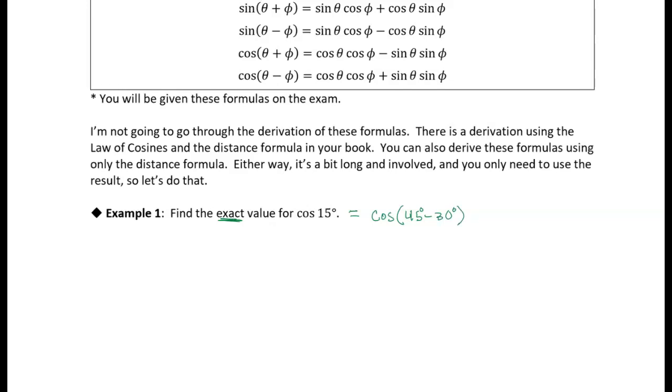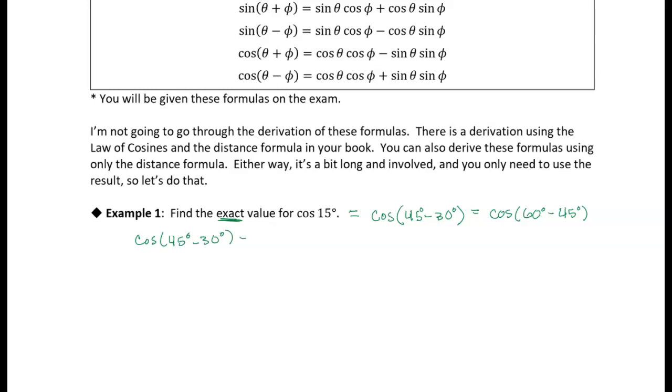All right. Another way that we could do it is we could express it in terms of the 60-degree angle and the 45-degree angle. So 60 minus 45 is 15 as well. So you could use either one of those. There's probably other ways as well. But let's just try the first one. Let's do the cosine of 45 degrees minus 30.